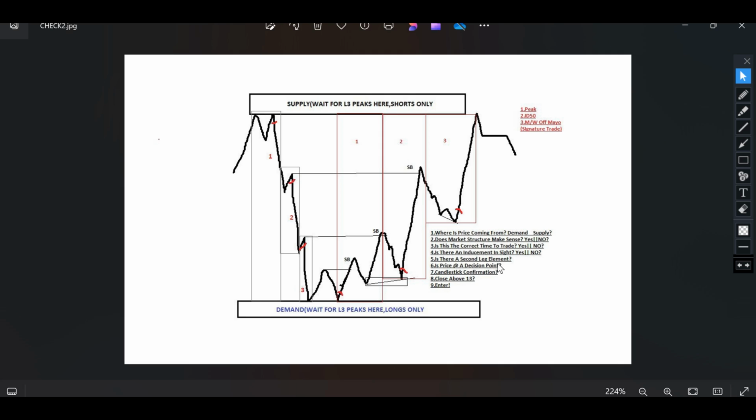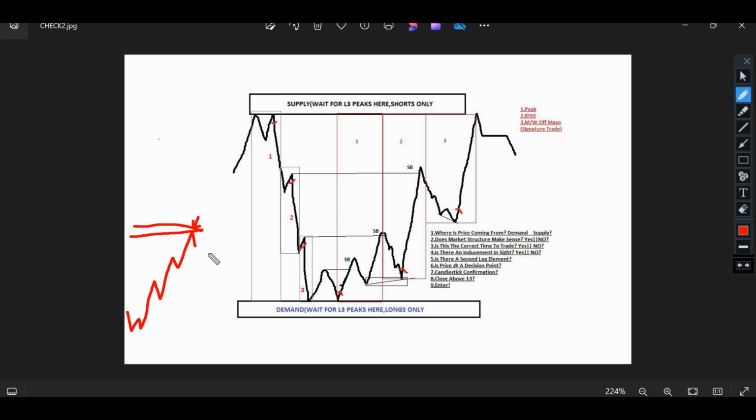Now this checklist will make it easy for you to take high probability trades. And then the first thing you want to ask yourself is, is there a second leg element? Basically you want to ask yourself, what do I have? Is price at supply? Price has pushed up into the supply. We've got the first leg.